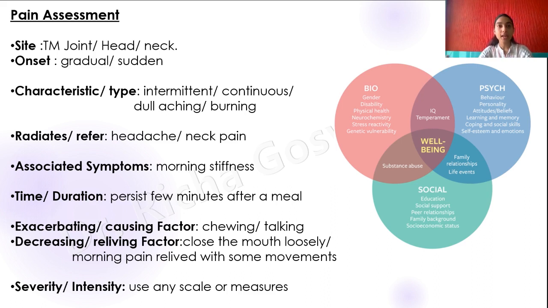Then to check the severity and intensity, we can use any scale or measurement. Here we all know this, the new pain model is the biopsychosocial model, which is helpful to understand the pain, and we can also measure the pain by using scales or measurements which include psychological and social factors also. So it is my advice that in TM joint dysfunction assessment, we have to take care of these biopsychosocial factors, not only the physical factor or only pain severity.